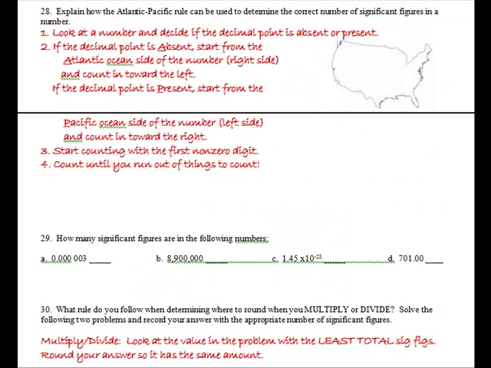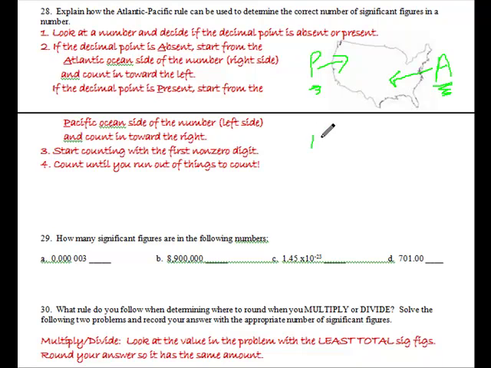28 says, how can you use the Atlantic Pacific rule to determine the correct number of sig figs? This is an easy way as long as you know which ocean's where. Here's the Pacific, here's the Atlantic. First rule says, look at a number, decide if the decimal point's absent or present. If it's absent, you're going to start on this side. If it's present, you start on this side. If the decimal point's absent, start from the Atlantic Ocean side and count in towards the left. So you're going to go in this way into a number. If it's present, you're going to start from the Pacific Ocean side and count in this way. And then you start counting with your first non-zero digit.